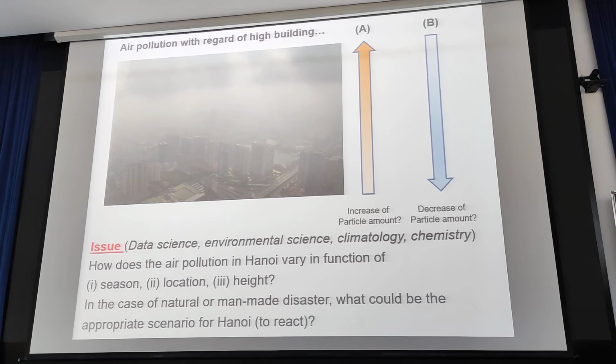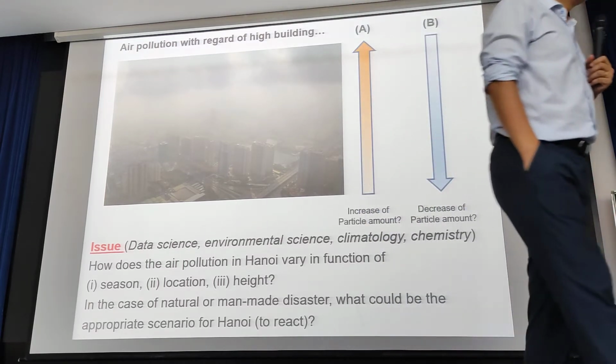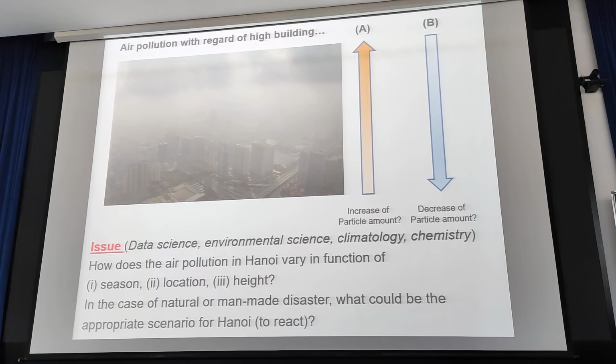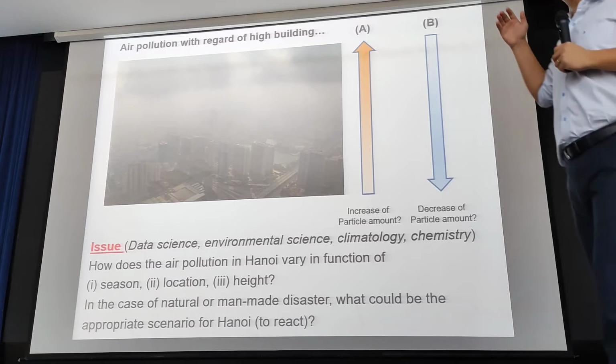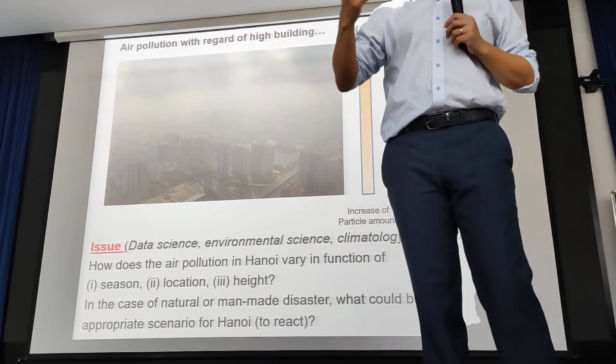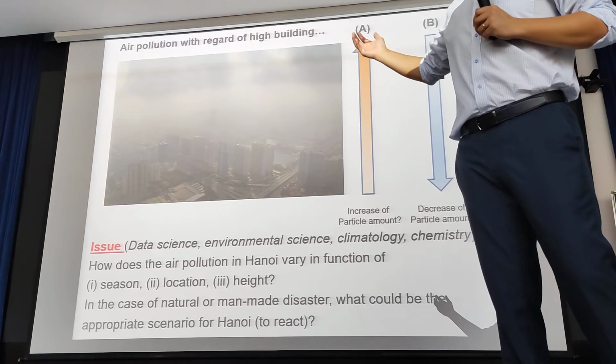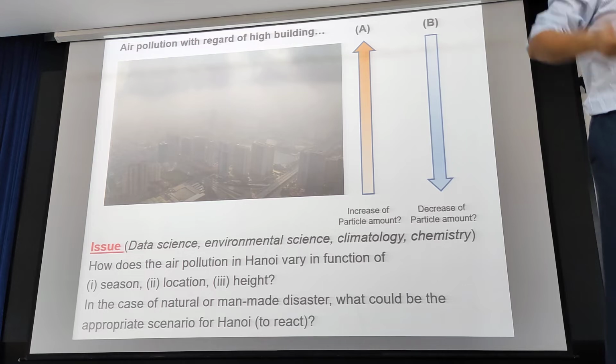Now, a big question. I would like to invite you guys, who come from ICT, data science, environmental science, climatology, and chemistry. The concern of Hanoi is the following. Is it possible to generate a kind of pollution map of Hanoi to see in which positions the pollution is higher than in others? And can you predict the evolution of this pollution as a function of time, of rain, of wind, of the farmers in Dong Nang who burn the straw?